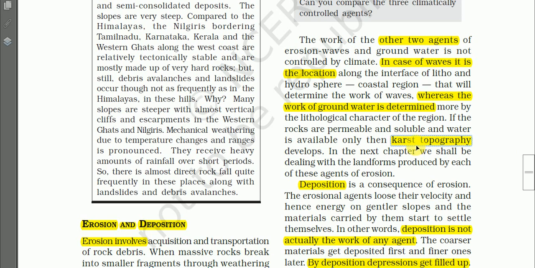Karst topography means a landscape developed in a limestone region. The term karst is derived from a natural region found in the northeast of the Gulf of Trieste in Slovenia in Europe. So this is the limestone region from which the name karst is derived. Let me show you some photographs of karst topography.